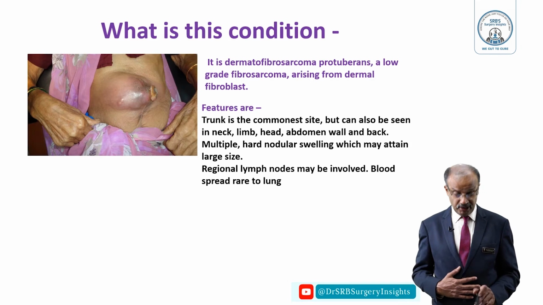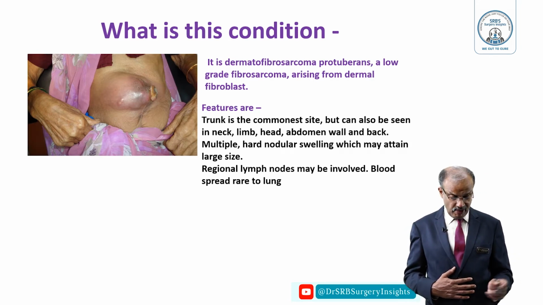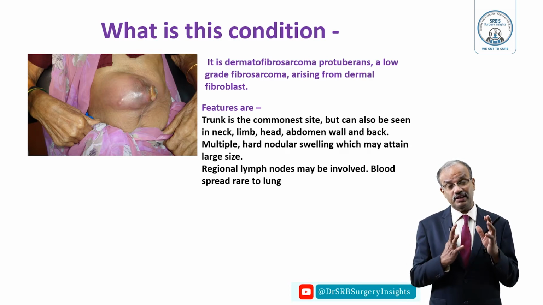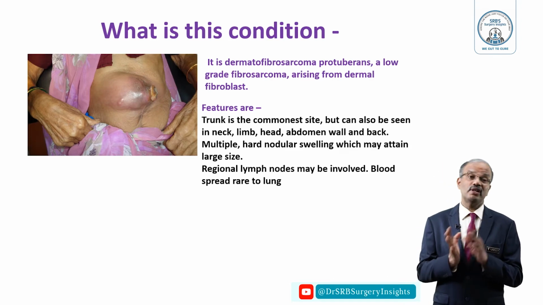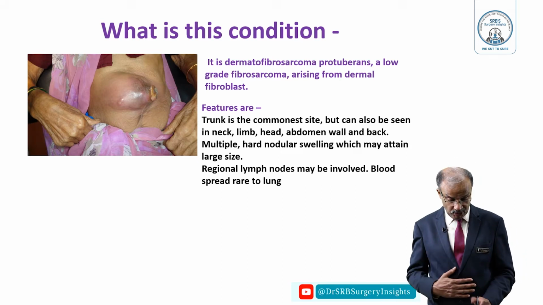And features: the trunk is the commonest site, but it can also occur in the neck, limb, head, abdomen, anywhere. Dermatofibrosarcoma, the low-grade malignancy, is classified under soft tissue sarcoma. In olden days it was classified under cutaneous malignancy, but it is classified under soft tissue sarcoma now. Multiple hard nodular swellings which may attain larger size. Regional lymph nodes may get involved.